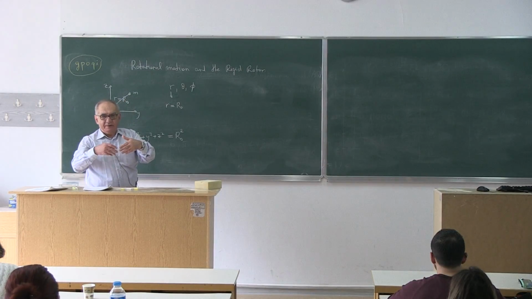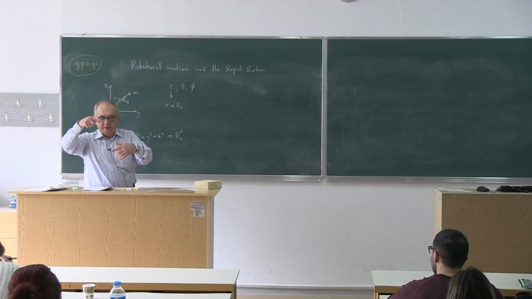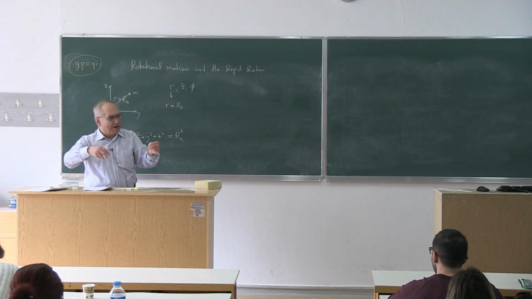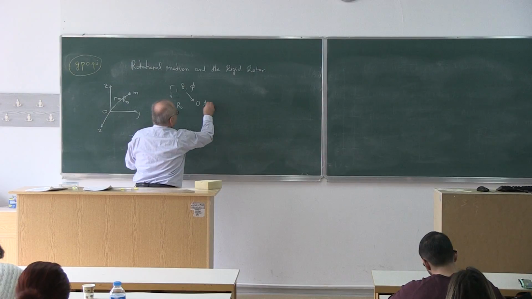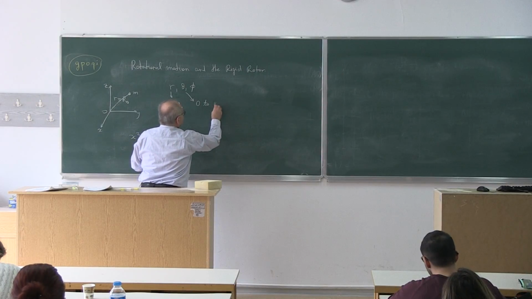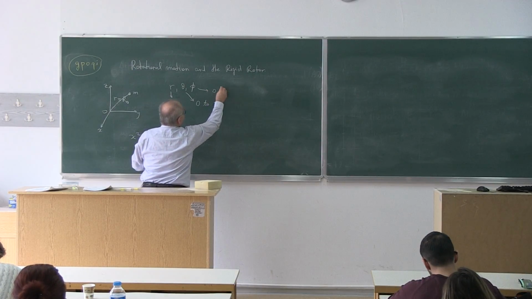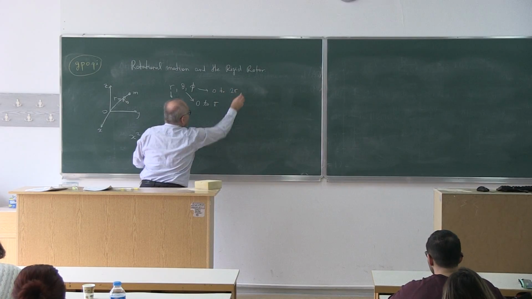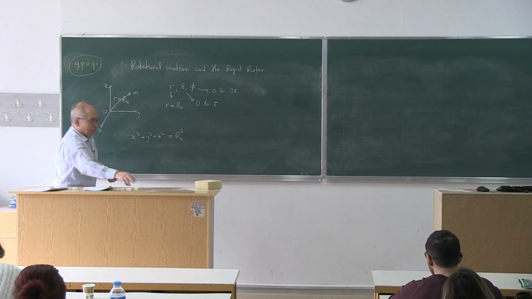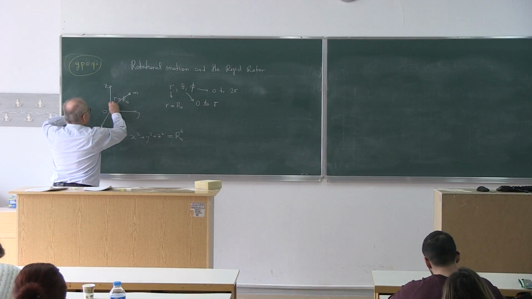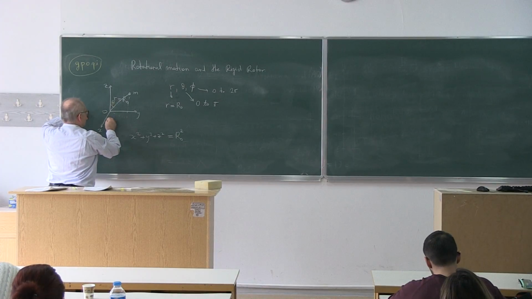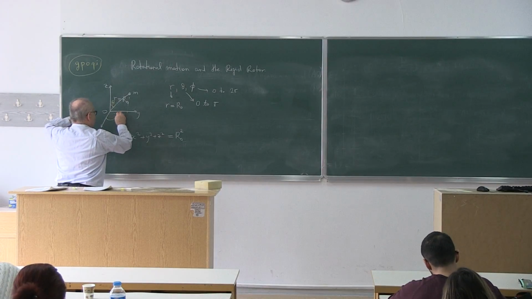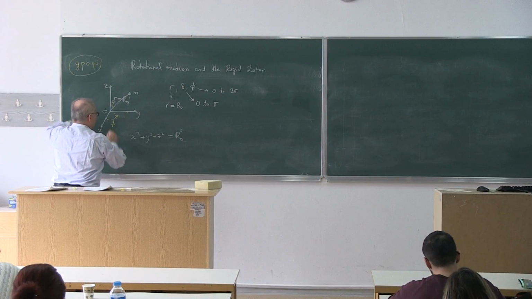Range of theta is from 0 to pi. Range of phi is 0 to 2 pi. So if we show them on the diagram, this is the angle theta. And then on the xy plane, measured from the x-axis, is the angle phi.